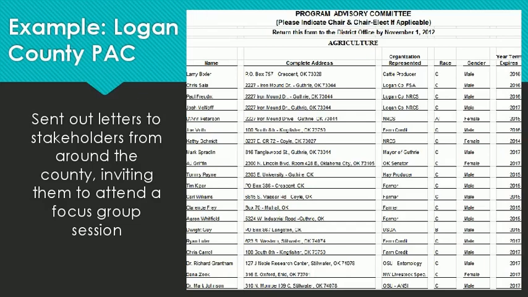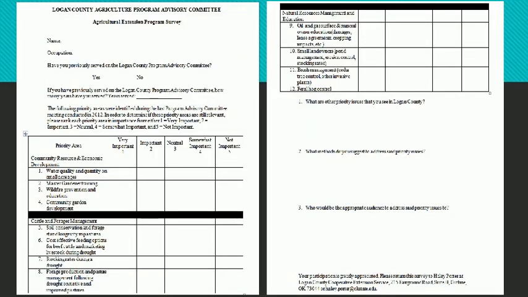Each year I would send out letters to each of these stakeholders, and I would invite them to attend a focus group session. Depending on how many people were actually able to come to the meeting, I would also send out a program survey to folks who were on the advisory committee but maybe weren't able to come. I would ask them to rank priority areas that they saw. We would look specifically at priority areas that had been identified in the past, and ask them to rank if they thought that those were still important, and then also identify if they had any new priority issues that they saw.